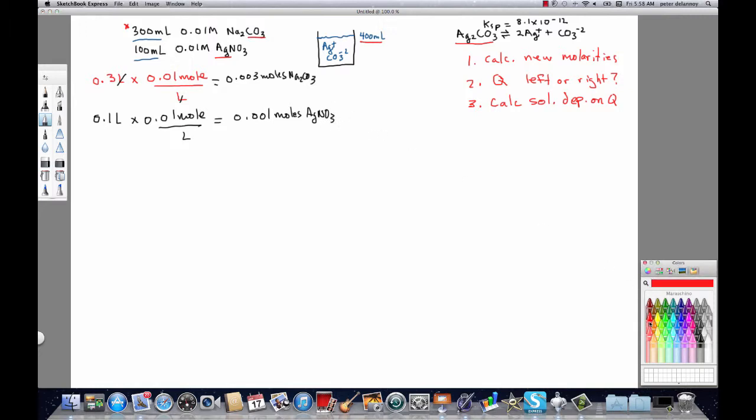Now, to find the new molarity, we divide by the new volume, which is 0.4 liters in each case. So the new molarity of the two salts will be 0.0075 molar for the sodium carbonate, and for the silver nitrate it's going to be 0.0025.